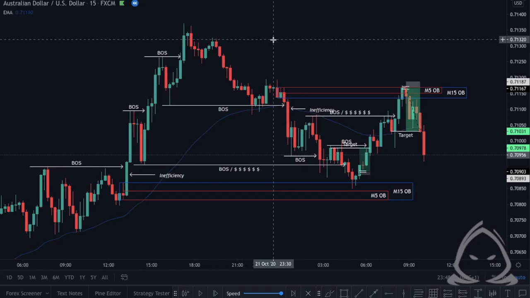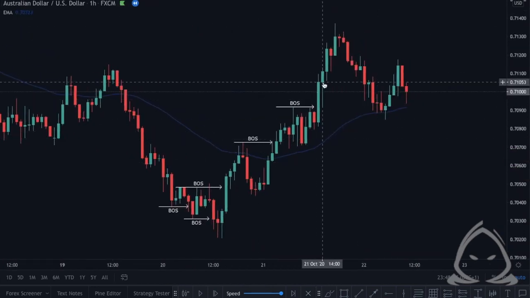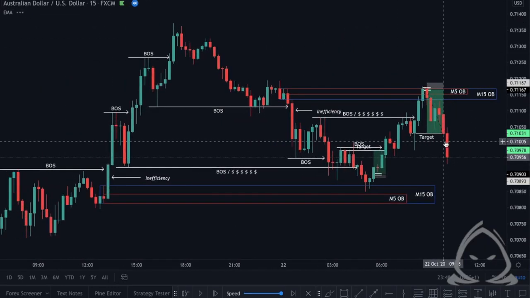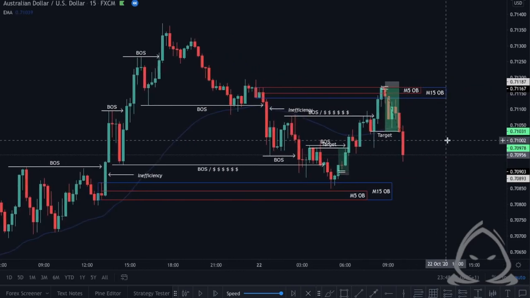I plot all of my order blocks on the 15-minute and I refine them down to the 5-minute. I plot all of my equal lows, my inefficiency regions, and everything like that on the 15-minute time frame. So as you can see, on the hourly, all I really analyze is the direction, but on the 15-minute, this is where I analyze everything I'm looking to actually trade. The 15-minute, the 5-minute, and the 1-minute is where I study price action the most.